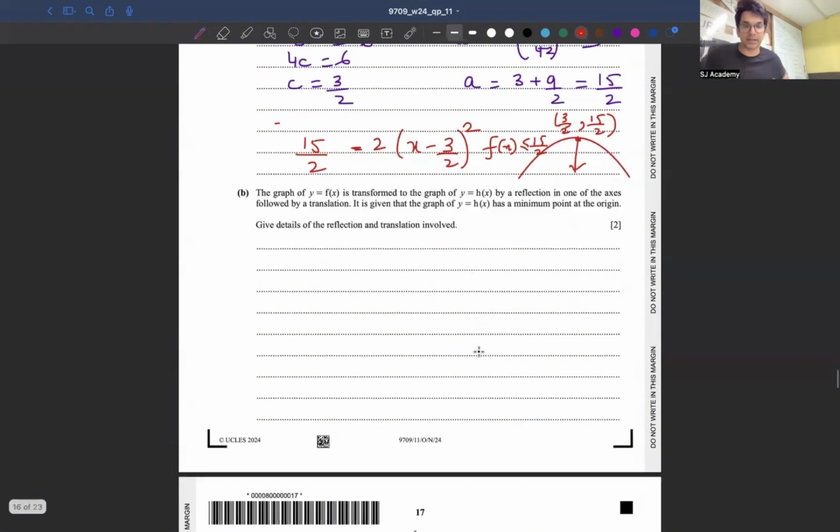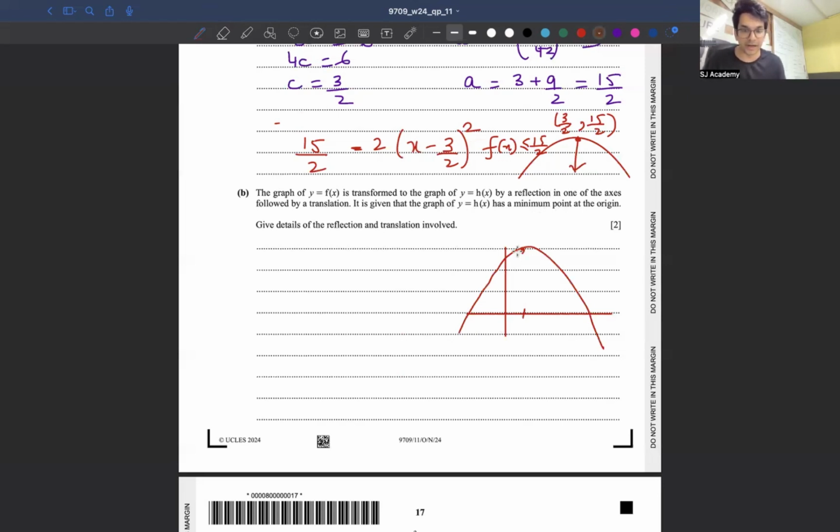In part B, it says the graph of y equals f of x is transformed to the graph of h of x by reflection in one of the axes, followed by translation. Now we already know that the turning points for f of x are at 1.5 (3 upon 2 is 1.5) and 7.5. So this is the general graph. It is first reflected in one of the axes and then translated, and the final function has a minimum point.